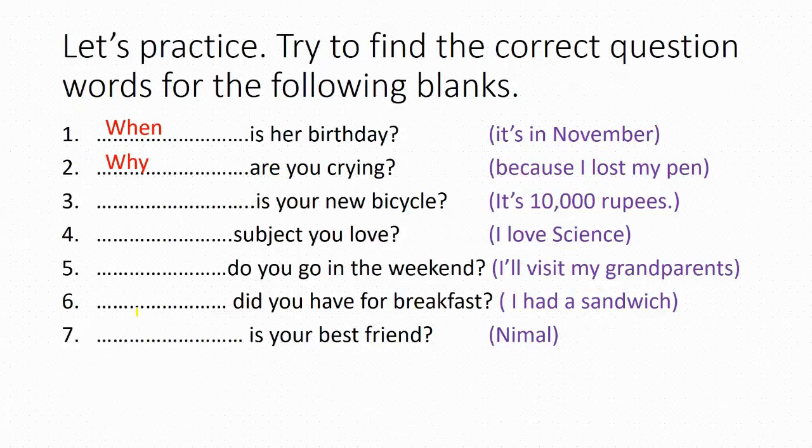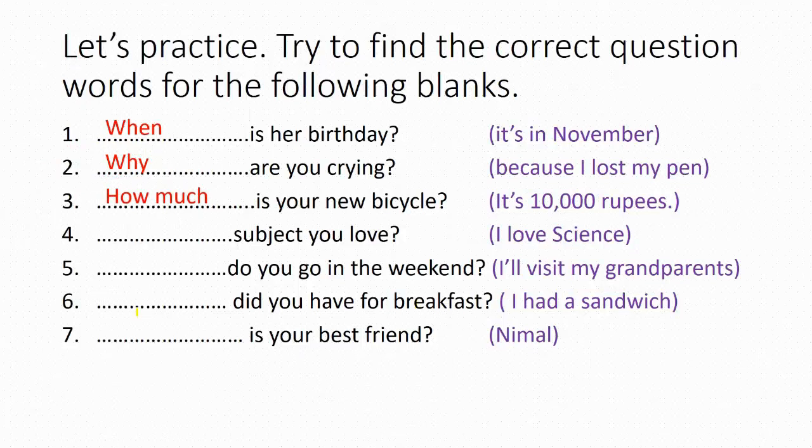Okay. Next question, blank is your new bicycle? The answer is an amount. It is 10,000 rupees. So the question word should be how much.